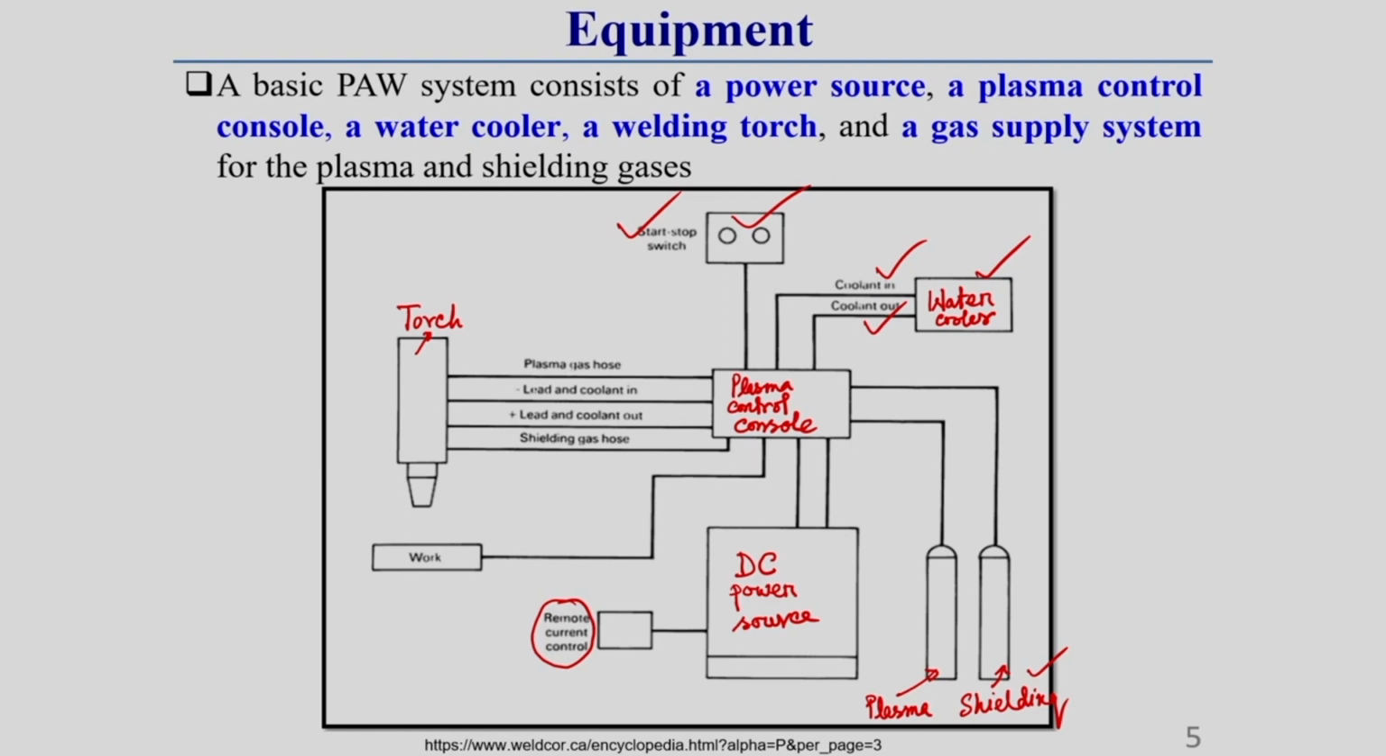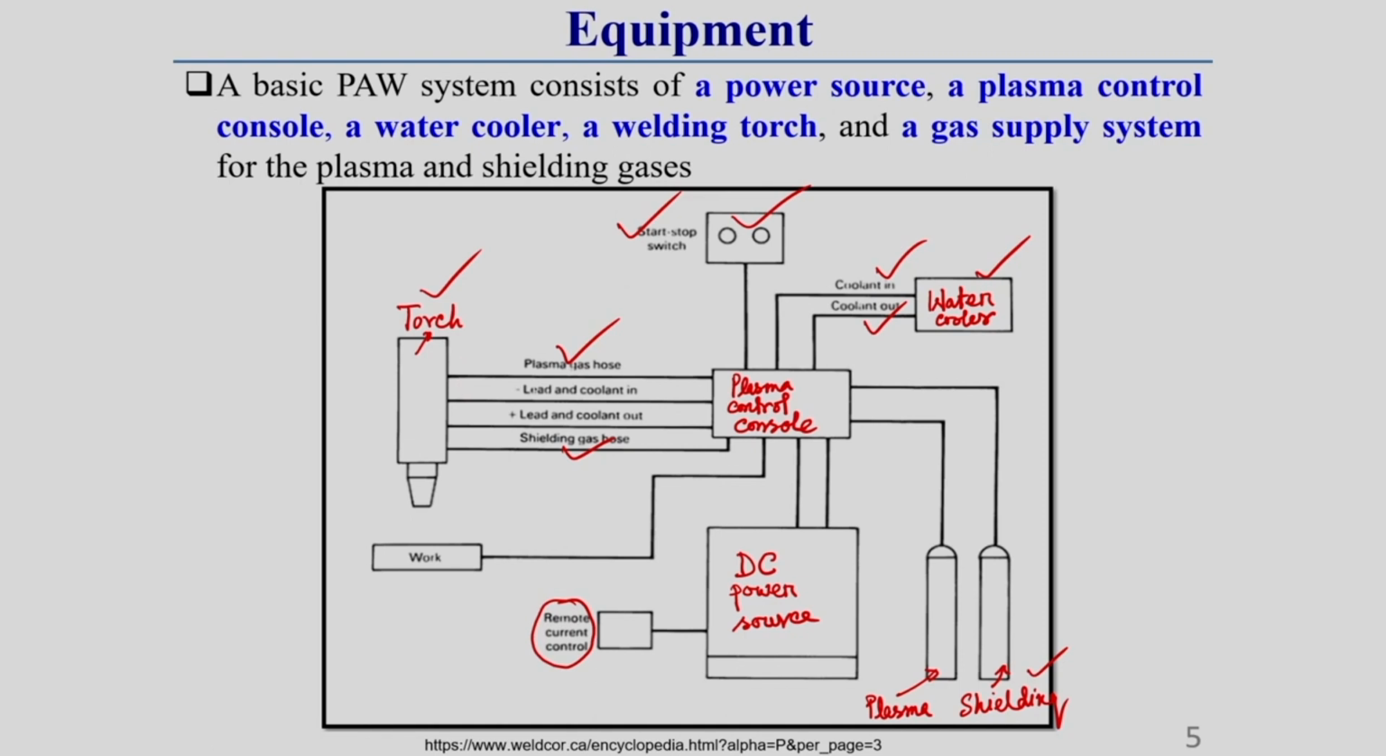From here you can see there is a plasma gas hose, meaning plasma gas pipe, through which generally the plasma gas is supplied to the torch. Another one is called the shielding gas hose or shielding gas pipe, through which generally shielding gas is passed, and it goes to the torch.